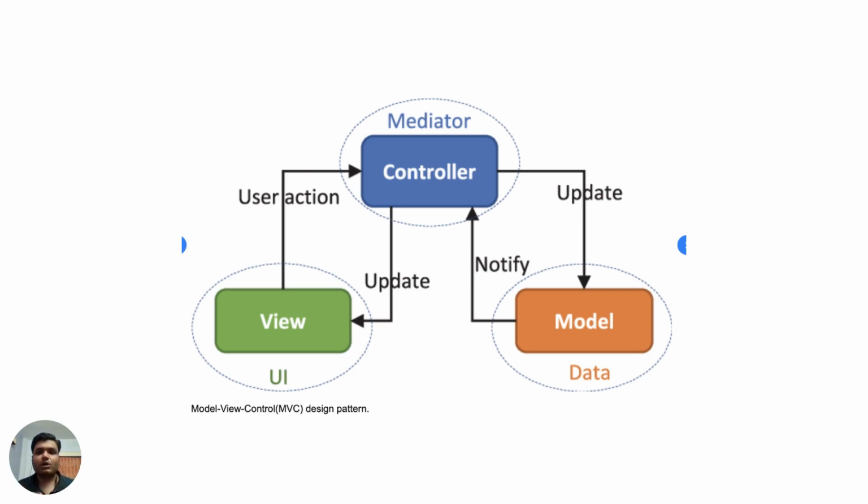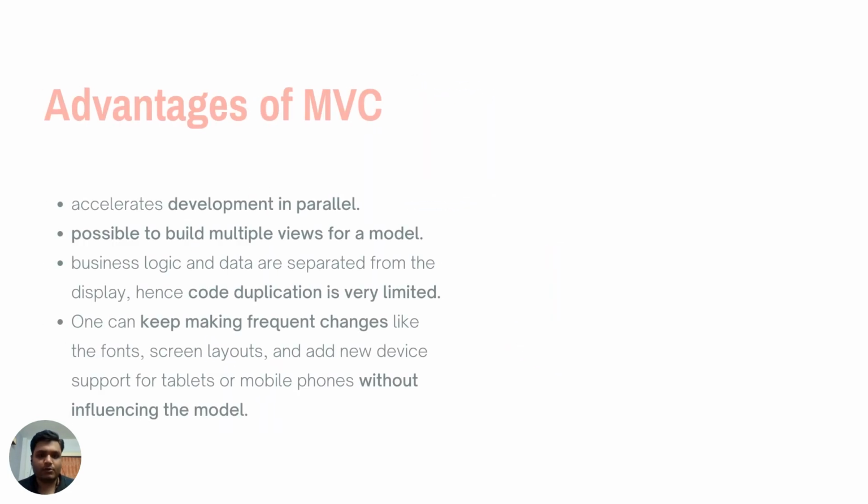The model is the place where your core business logic and your core data reside, and it consists of your data classes. Once the model changes, the model notifies the changes to the controller. And once the controller is notified of the changes, it updates the view accordingly. Then you can see the result on your screen. So this is how user interaction is handled in an MVC type of architecture.